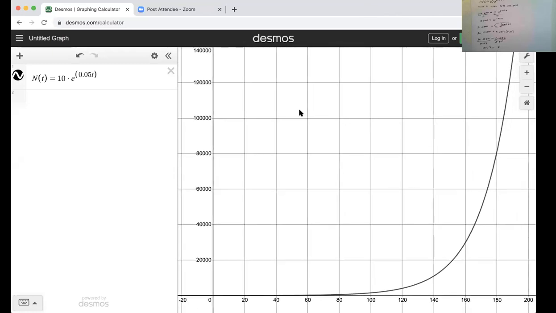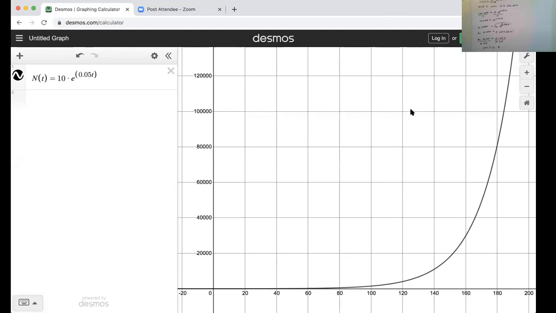And I said, when do we get to 100,000 cases? So here's 100,000 cases. What do we have? 184.2. That's about what we said. Again, the dots aren't landing exactly, but it gives you an idea. After 184.2 days, we'll have 100,000 people infected.